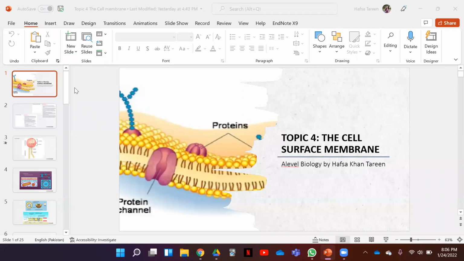So today we're going to be talking about a topic that's a little bit more difficult and special than the first three topics about enzymes and diffusion. Those were basic stuff, but now this is a little bit more complicated.